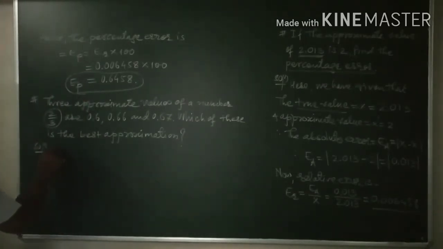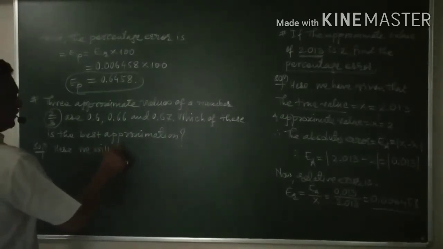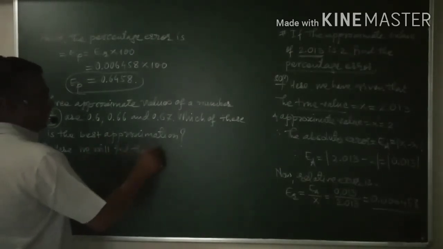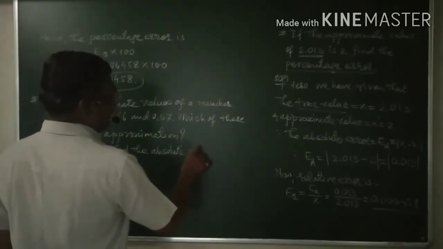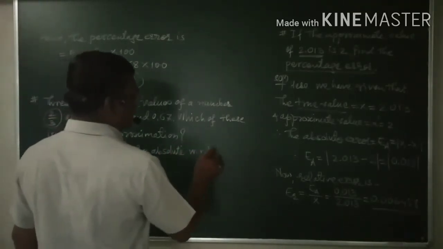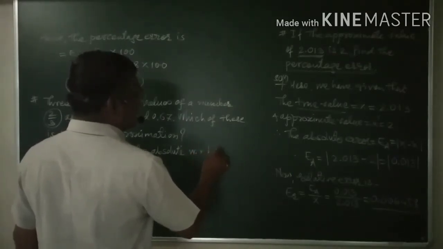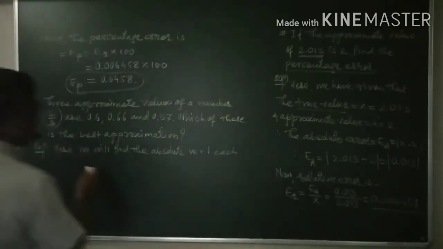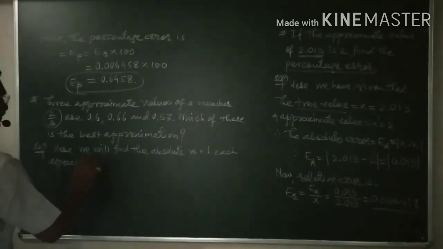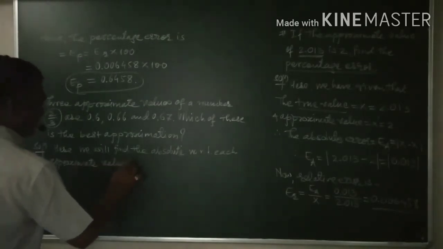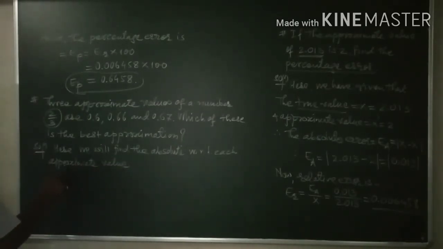And therefore, here we will find the absolute error with respect to each approximate value. Very fast one.